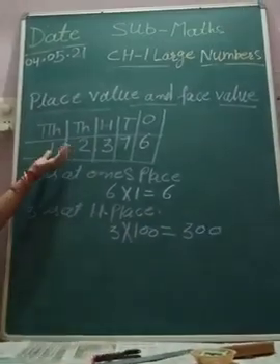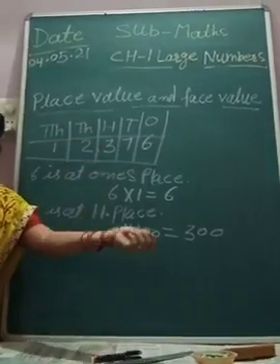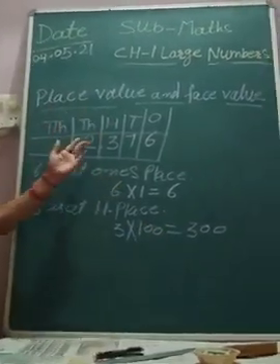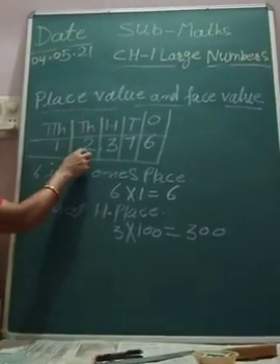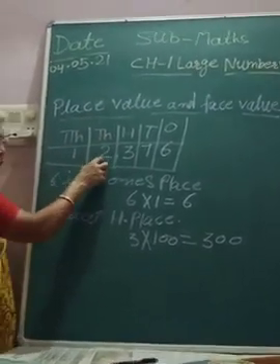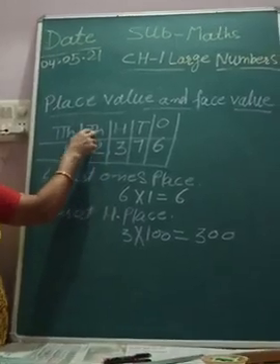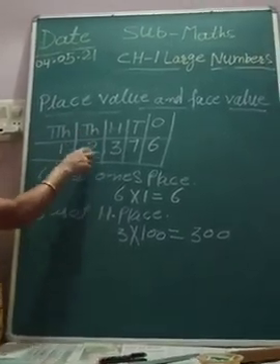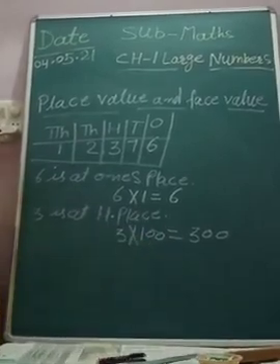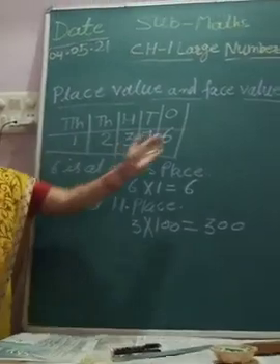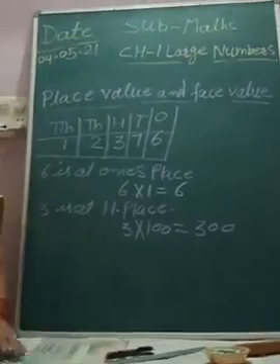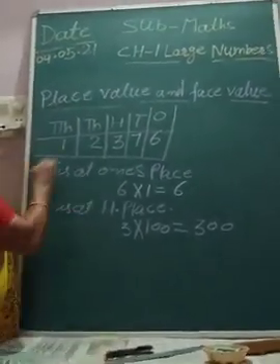It means we will find the value of each digit by multiplying it by its place. This number is 2, but the place of this 2 is 1000. So we will multiply this 2 by 1000 and we will get the place value of this 2. In the same way, we can find all the place values of the digits.